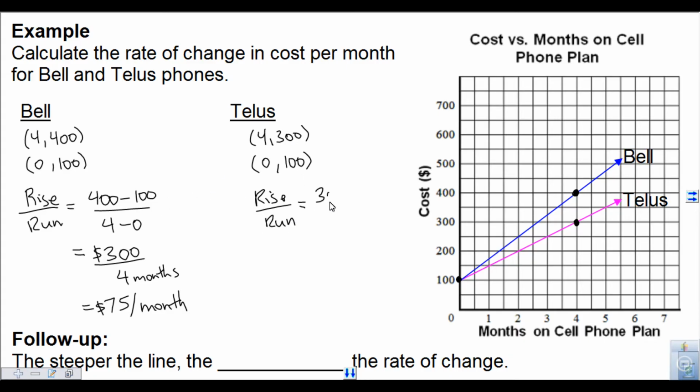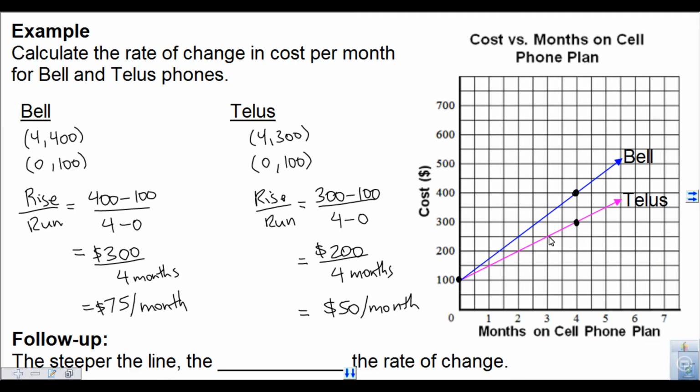would be 300 minus 100. So that's the difference in the y numbers over the difference in the x numbers. So that's 4 minus 0. So that's $200 over 4 months. And then 200 divided by 4, that's 50. So that's $50 per month.